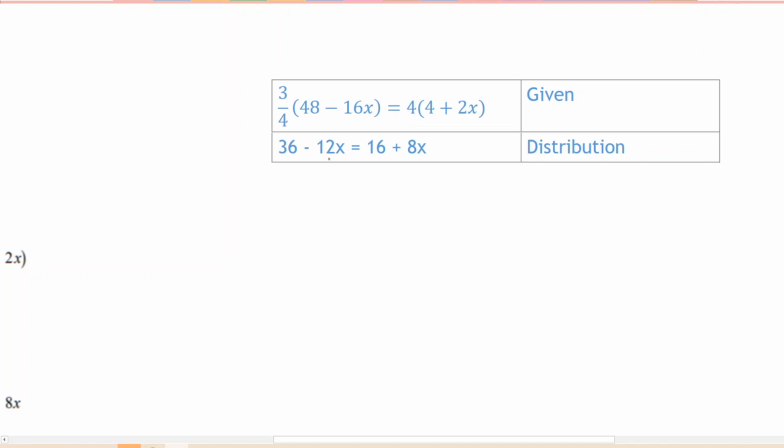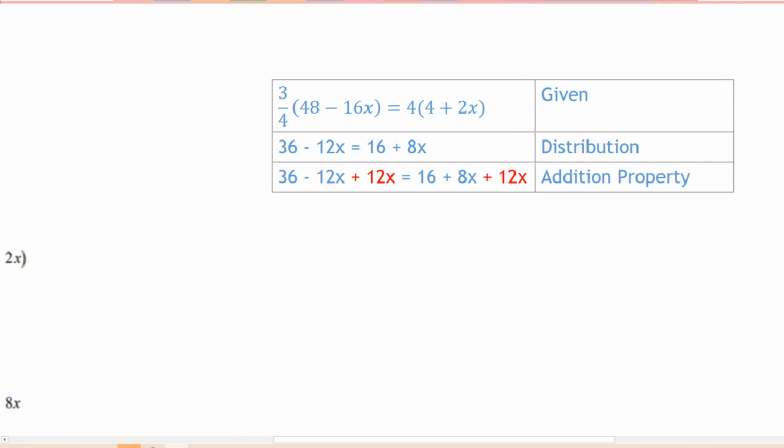Now I'm going to decide which of these is smaller, negative 12 or positive 8. And negative 12 is actually the smaller of the two. So that's going to be the one that I move from left to right. That's the addition property. Add 12x to both sides.